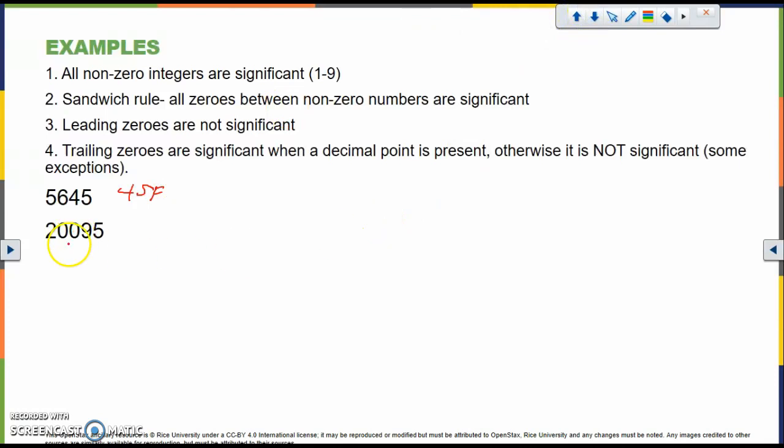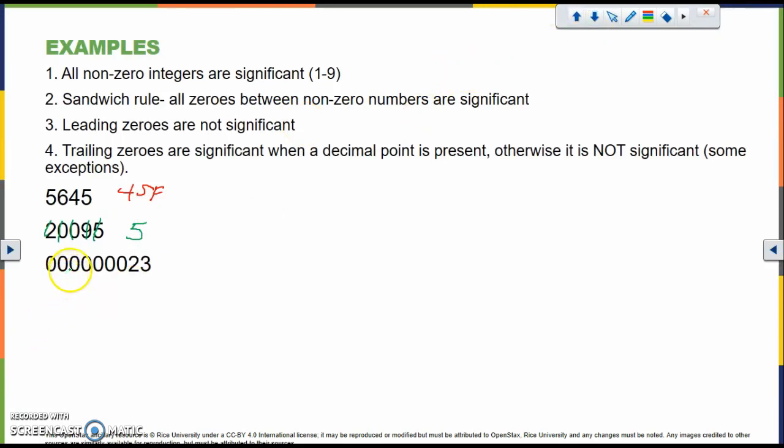Now we're going to involve some zeros. 20,095. Okay, so this number, folks: 2, 9, and 5 are obviously significant, so I'm going to X them up. The only time that there's ambiguity is about zeros. So now the question is, are these two zeros significant? If we apply rule 1, 2, 9, and 5 are significant. But if we apply rule 2, the sandwich rule, we can see that these two zeros are between two non-zero numbers. So therefore, these two numbers are also significant, and all the numbers shown here are significant. So you have 5 significant figures.